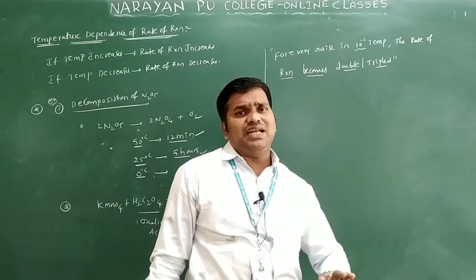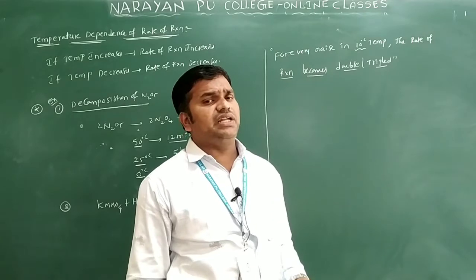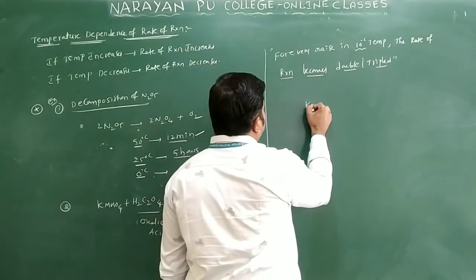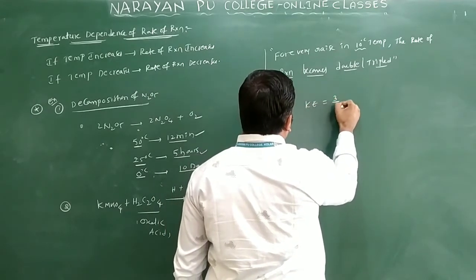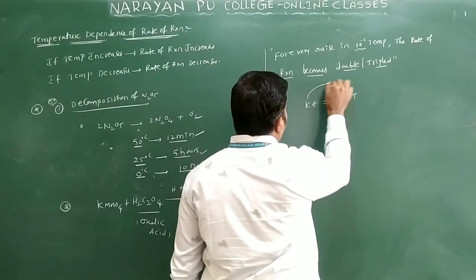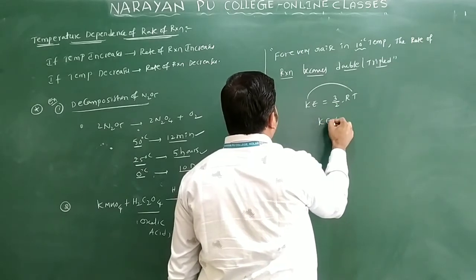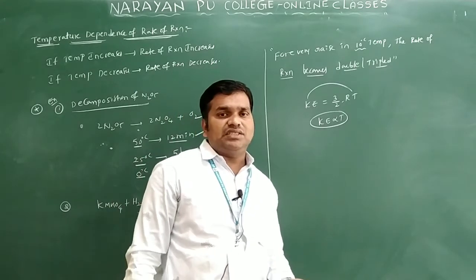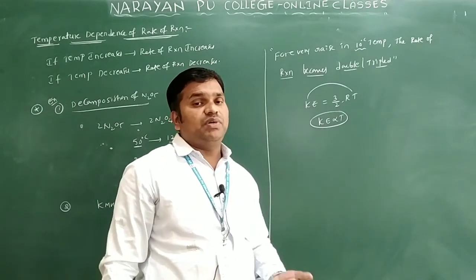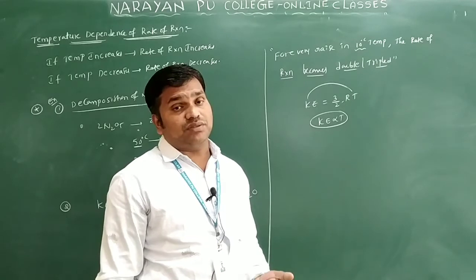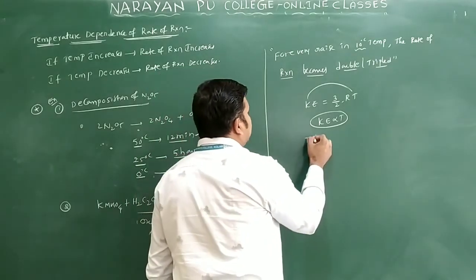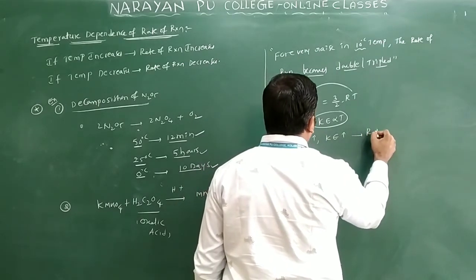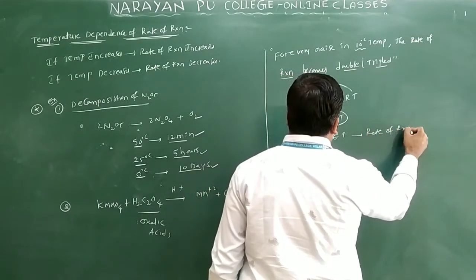We have to consider the kinetic energy of the molecules. What is the relation between kinetic energy and temperature? You know, kinetic energy KE is equal to 3 by 2 into R into T. What is the relation here? Kinetic energy is directly proportional to what? Temperature. So temperature increases, kinetic energy of the molecules increases, thereby the rate of reaction increases. I will write here: temperature increases, kinetic energy of the molecule increases, thereby the rate of reaction increases.